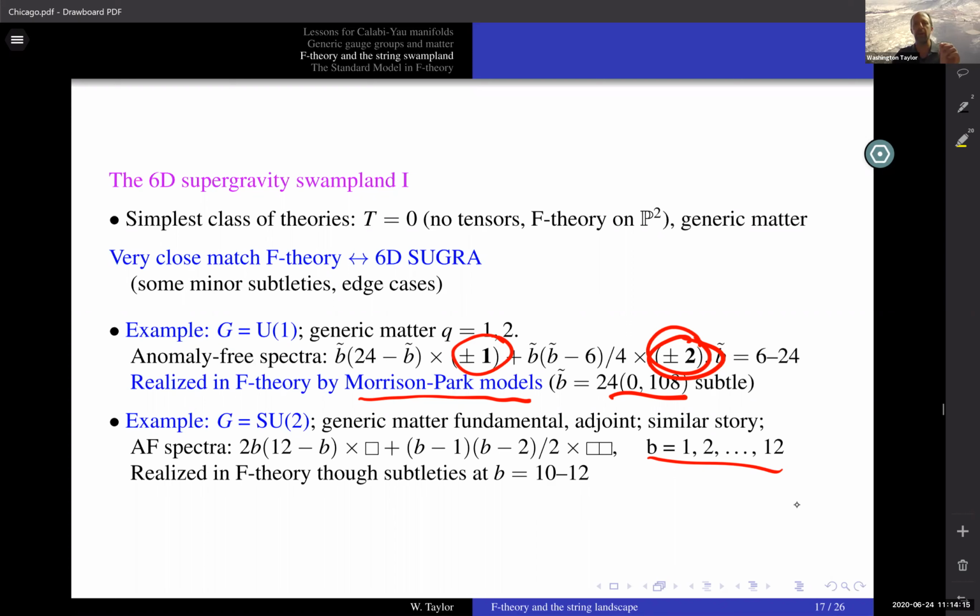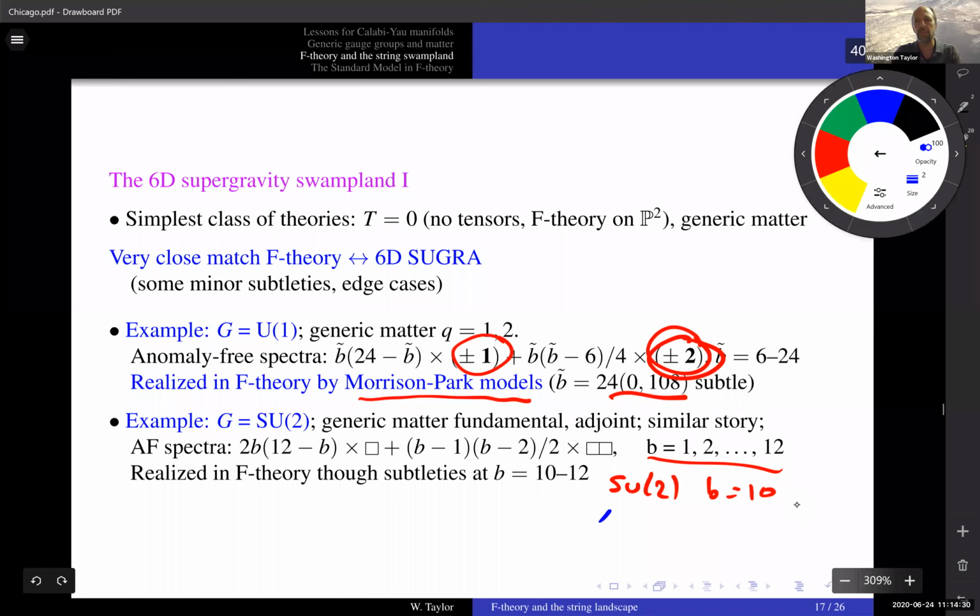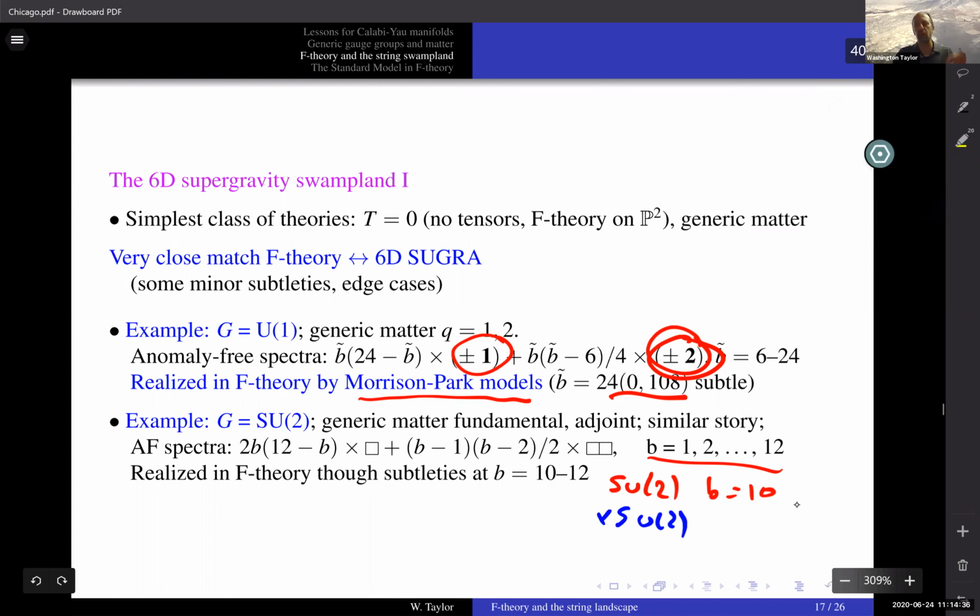So there are already places in the swampland in this very simple case where we don't know how to rule out a theory with SU2, anomaly coefficient B equals 10, but the only thing we get in F theory has an extra times SU2 in it, mod Z2. So already here, there are some kind of interesting swampland things.